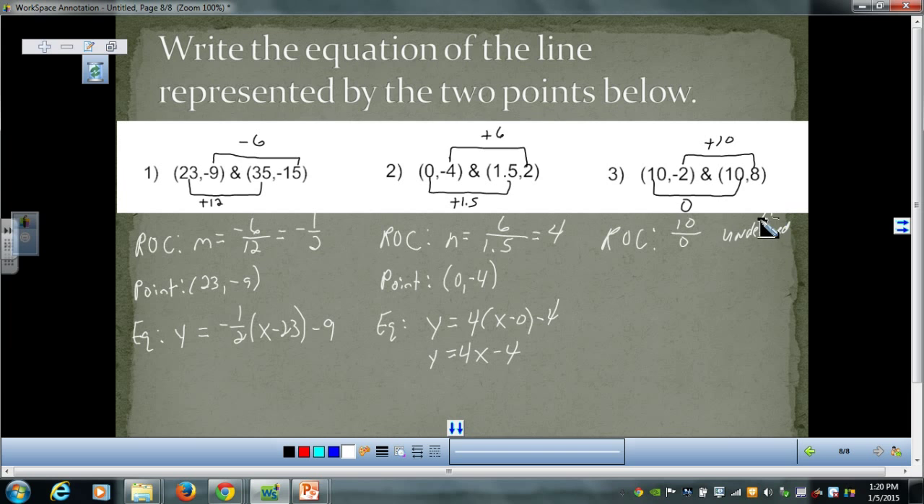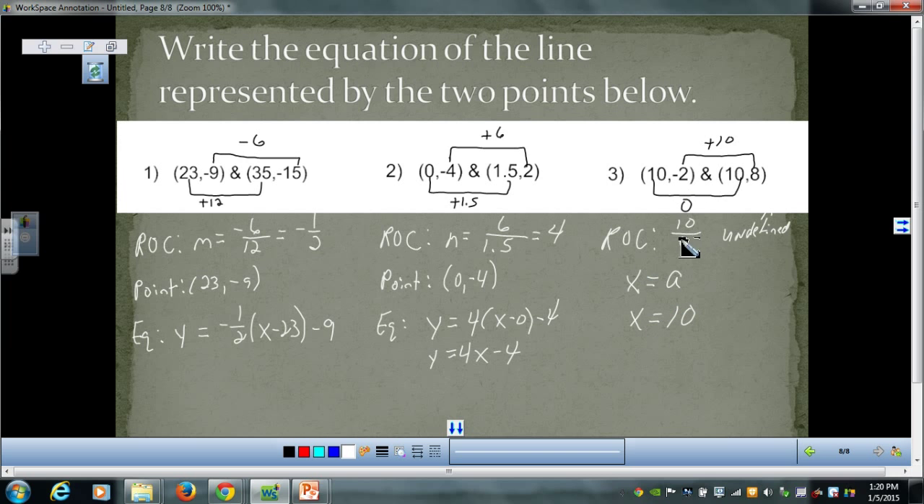What this tells us is that we do not have a function here. Remember, we have a special case. If something is not a function, that means it is a vertical line. We have to use the special form x equals a. So in this case, the equation would be x equals 10.